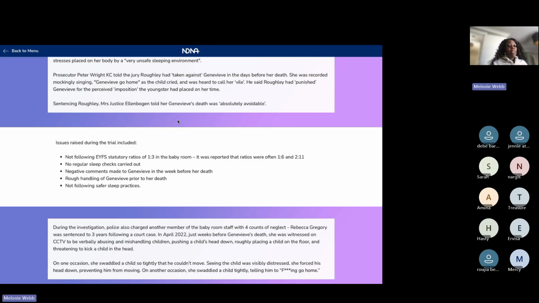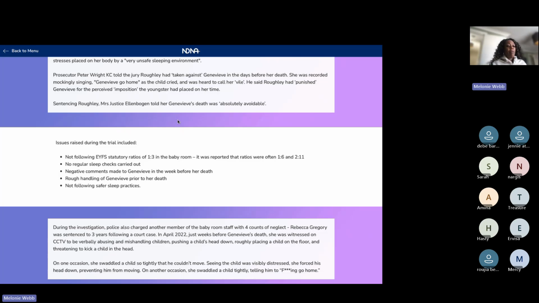Negative comments were made to Genevieve in the week before her death. Rough handling of Genevieve prior to her death. Not following safer sleep practices. So do you think that that child, that baby, 9 months old, felt safe in her environment, knowing that she was being mocked and was having these negative comments made to her at such a young age, as well as people being rough with her? Do you think she felt safe in her environment?